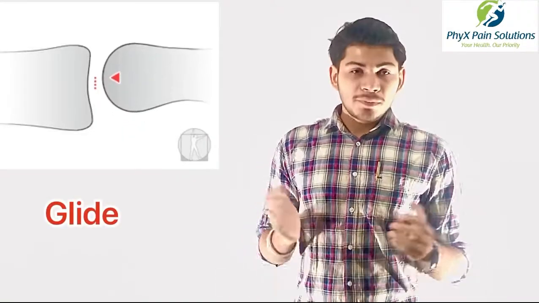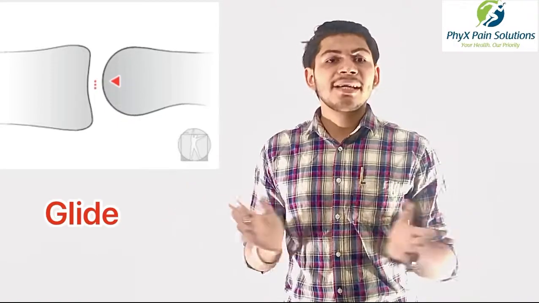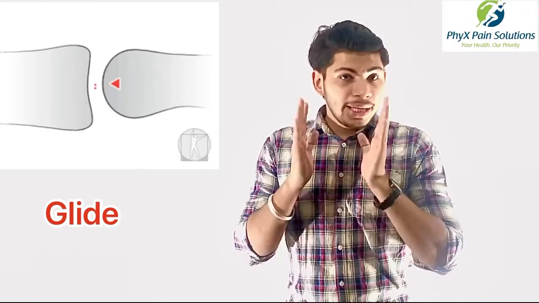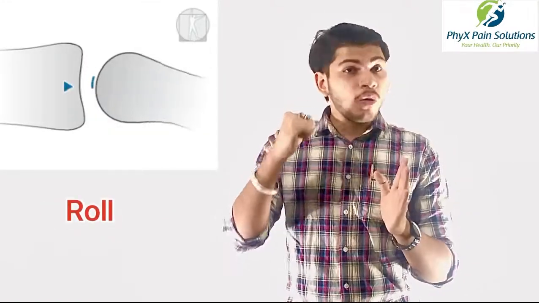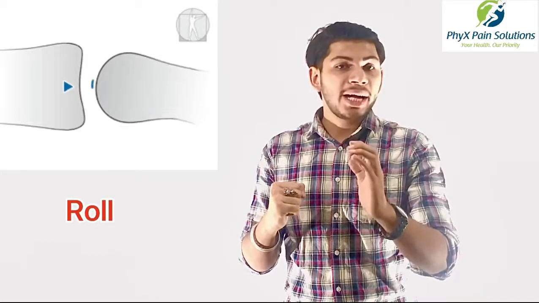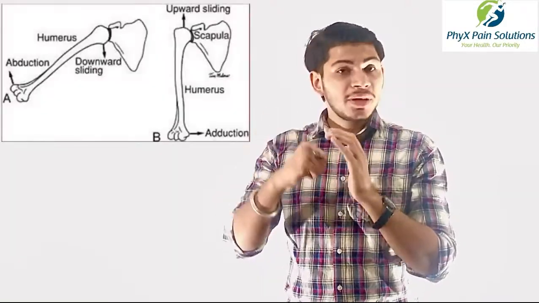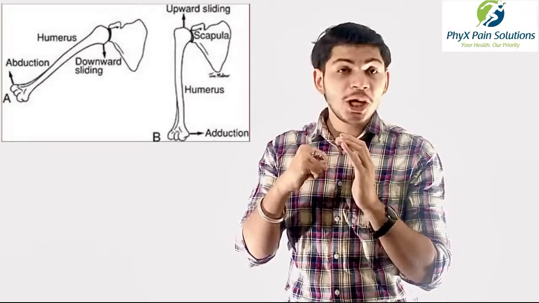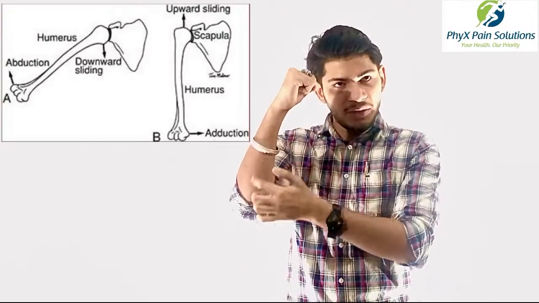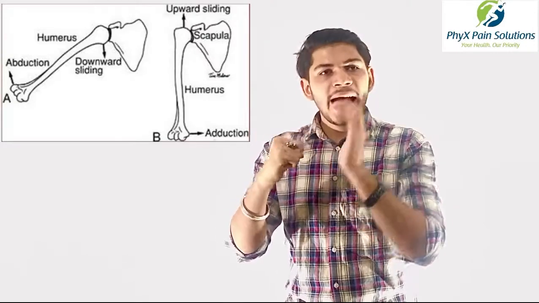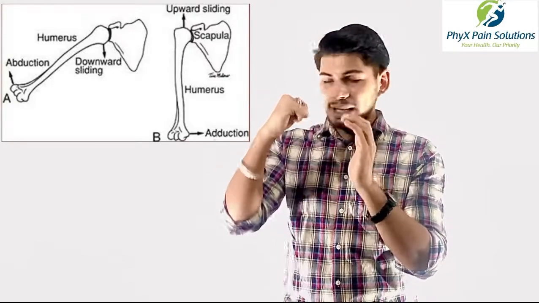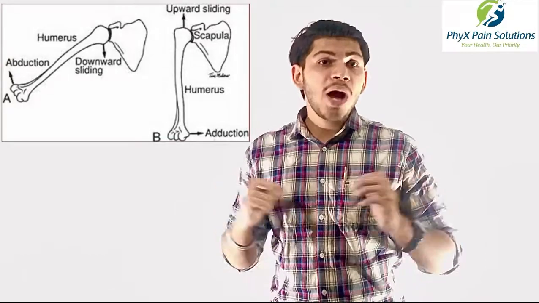Next, we know that a joint surface is formed of a convex part and a concave part, and they articulate with each other to form a joint. Let's take the example of the shoulder complex, where the glenoid cavity articulates with the head of the humerus. This is the head of the humerus, this is the glenoid cavity, and this is the shaft.